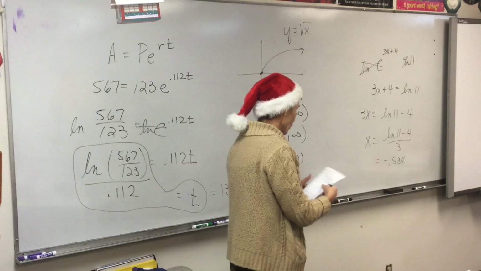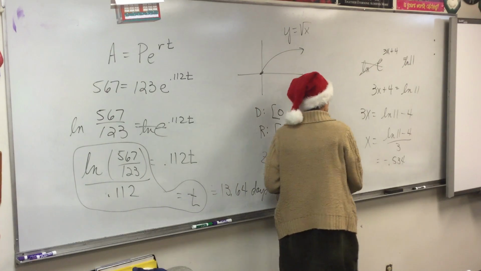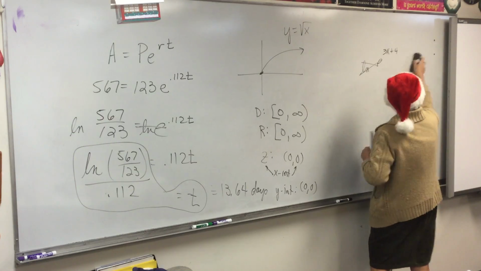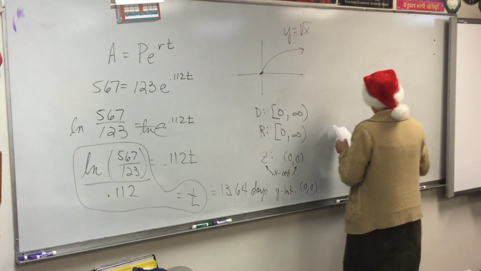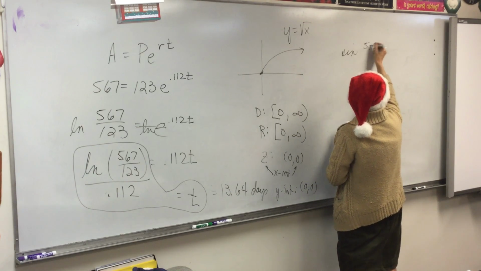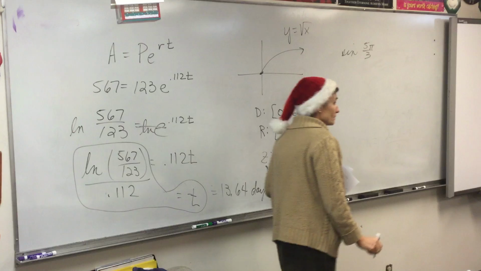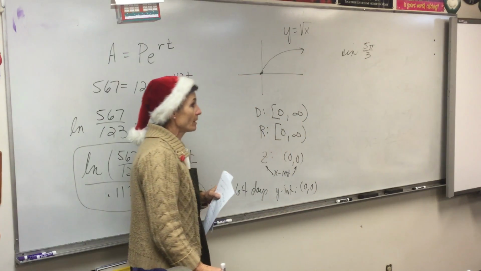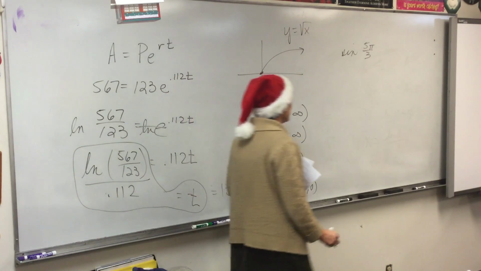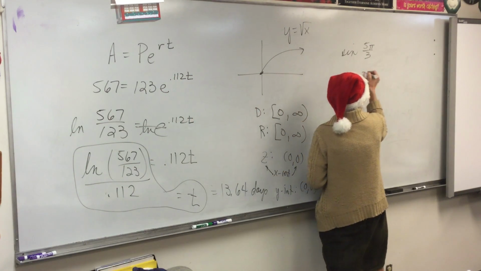All right, I stuck a couple more in up there. 14. This is recent. Everybody gets this one right. Nobody misses this. The sine of 5 pi over 3. Well, first of all, what's 5 pi over 3? 300. So we're going to find the sine of 300.